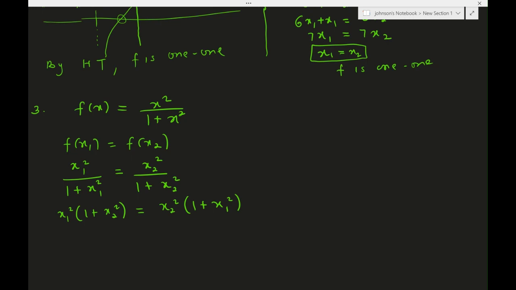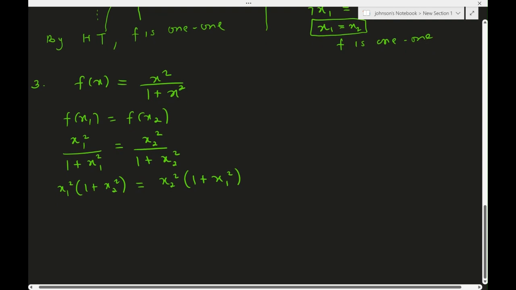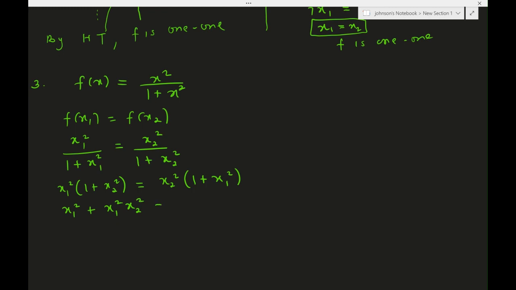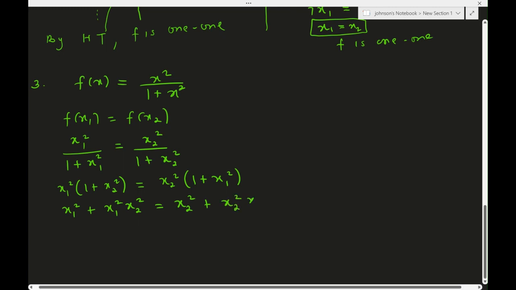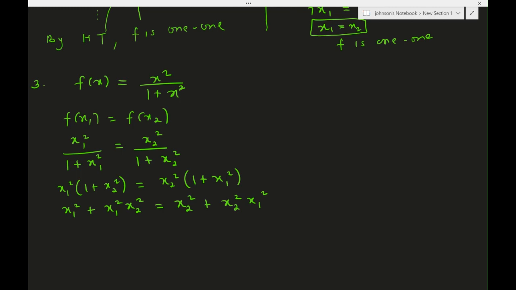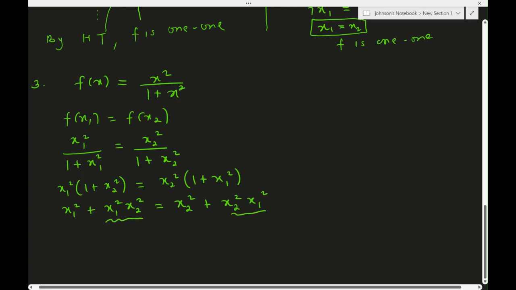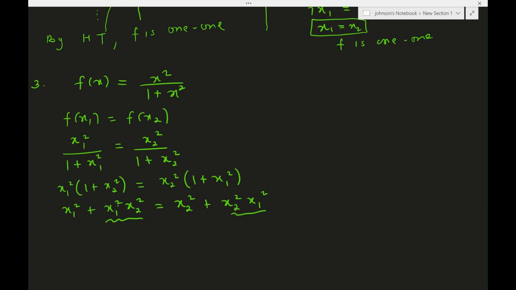Then what we can do is just to expand. If you expand here, you have x1 squared plus x1 squared x2 squared equals x2 squared plus x2 squared x1 squared. Now, if you look at these two terms, they are the same. There's no difference. You see? This is x2 squared, this is x2 squared, this is x1 squared, this is x1 squared. Multiplication is commutative. So these two terms will go.